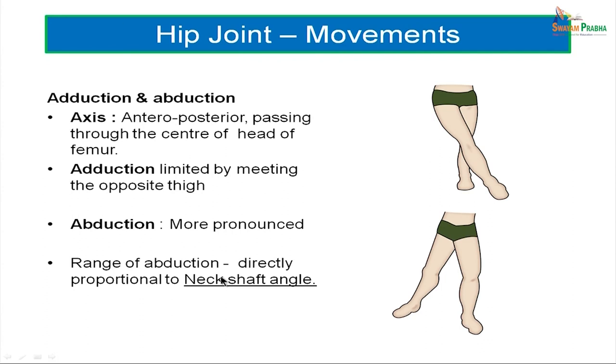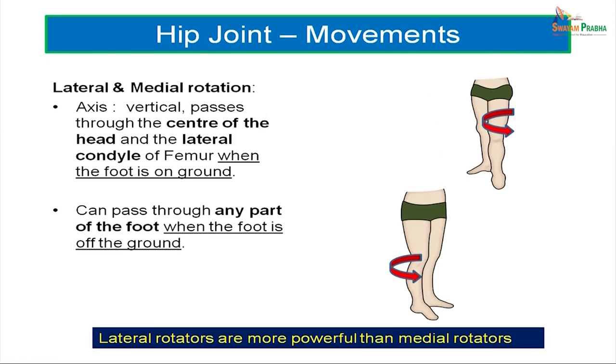The third set of movements which occur at the hip joint include medial rotation and lateral rotation. Lateral rotation is one in which the toe is rotated outwards, and medial rotation is one in which the toe is rotated inwards. The lateral rotators are more powerful than the medial rotators, and the axis is a vertical axis which passes through the center of the head and the lateral condyle of the femur when the foot is on the ground, and when the foot is off the ground, the axis can pass through any part of the foot.